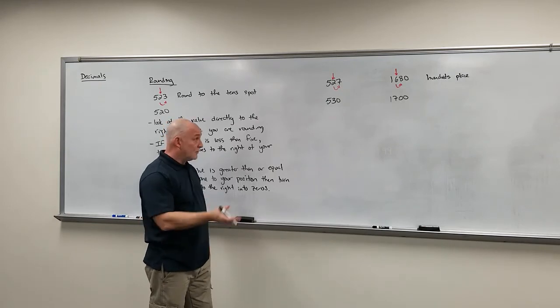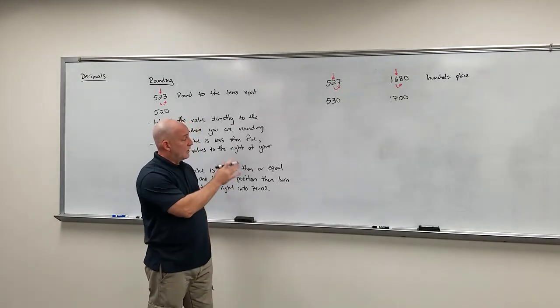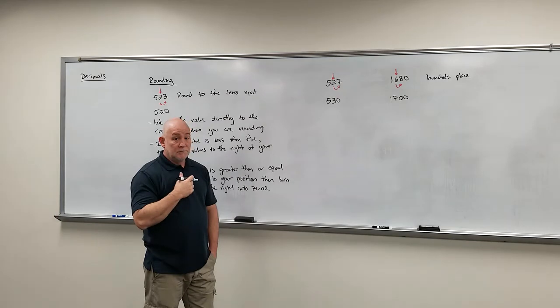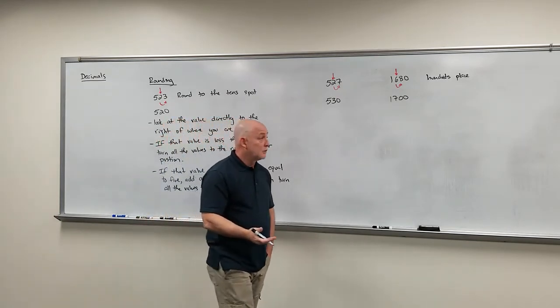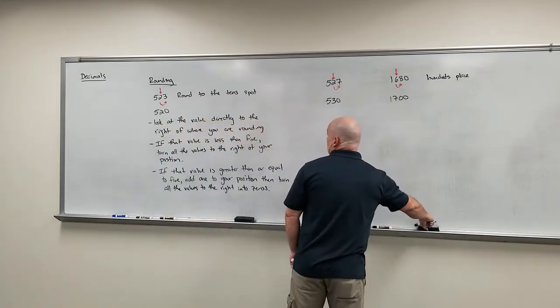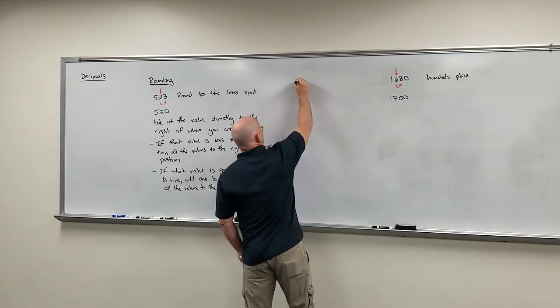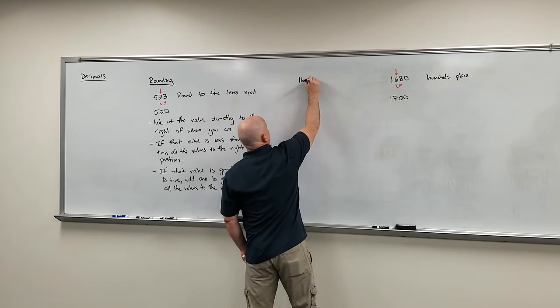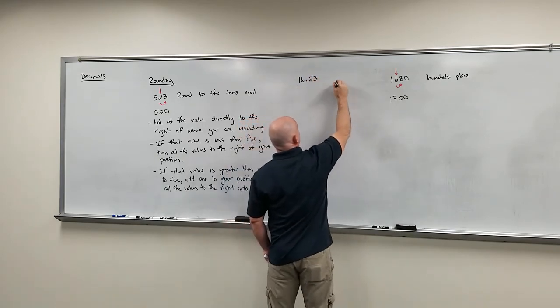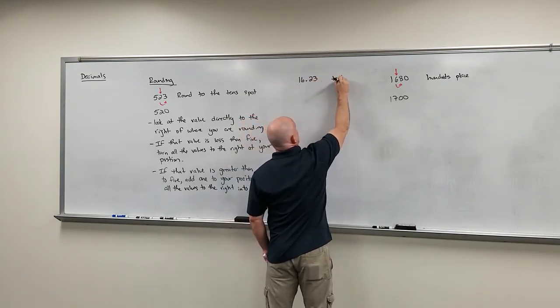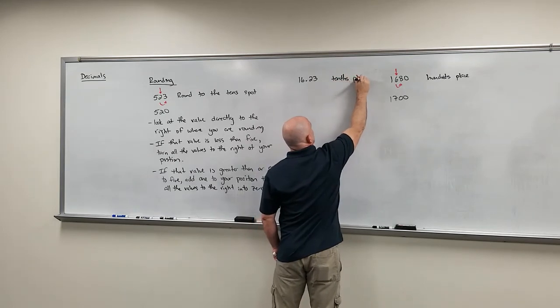Now, the good news is, if you remember how to round with whole numbers, this is exactly the same if we're using decimals. So let me give myself a little bit more room. What if I said 16 and 23 hundredths, and I said round to the tenths place?